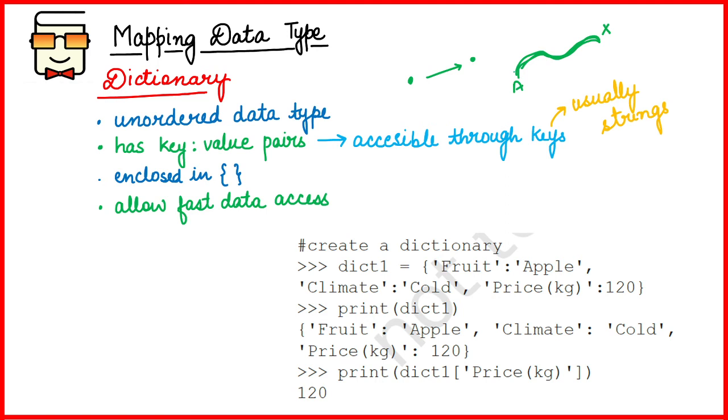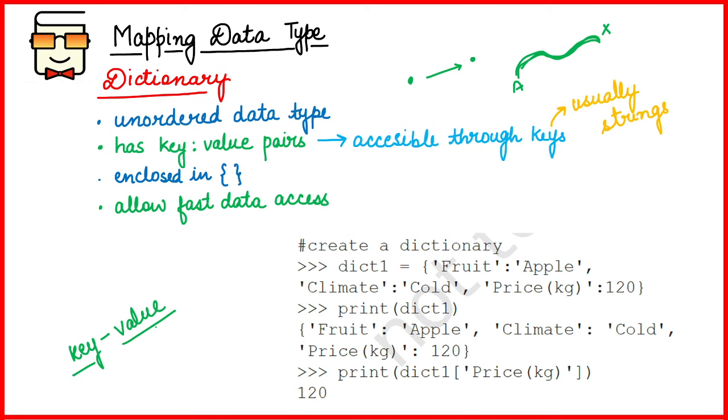Similarly, the mapping data type, which is known as the dictionary in Python, creates a kind of connection between two values, and these two things are known as the key value pair. Okay, so I might sound a little confusing right now.